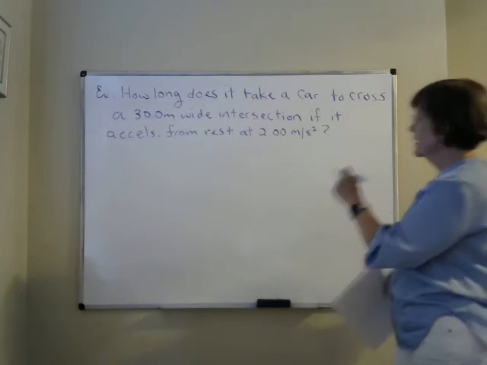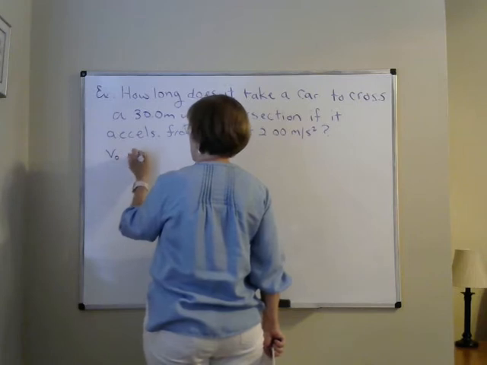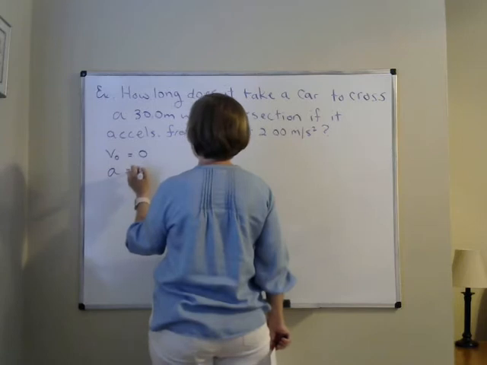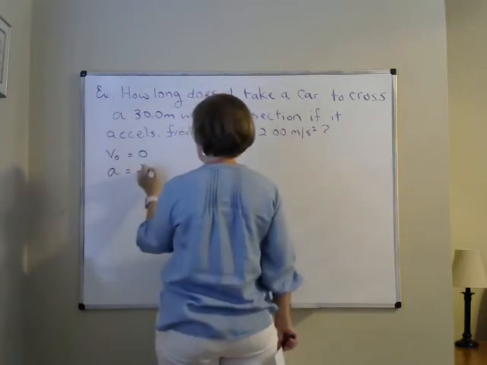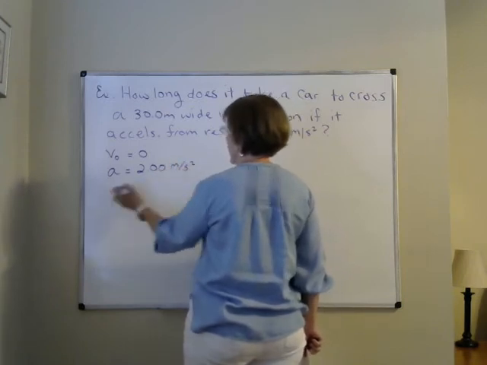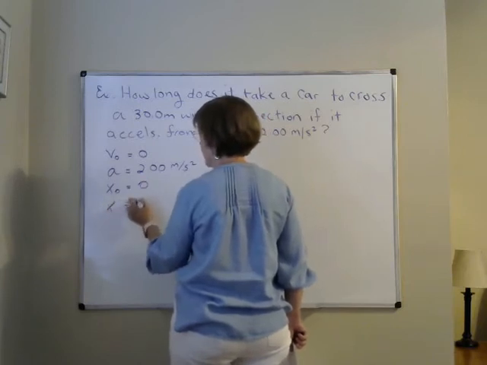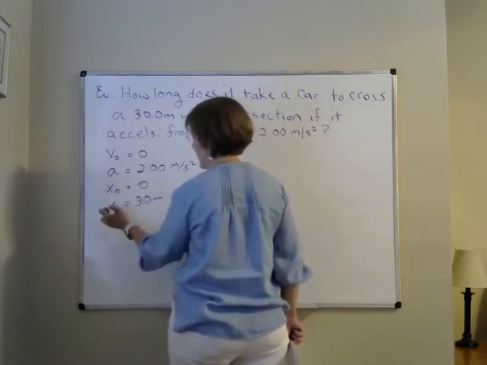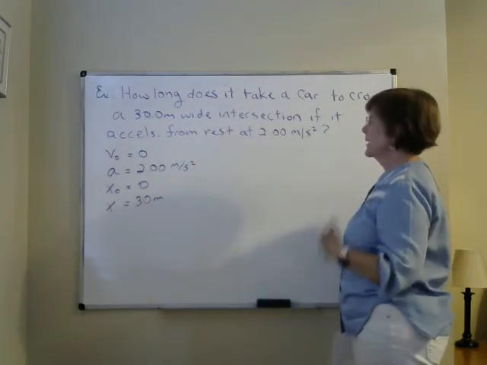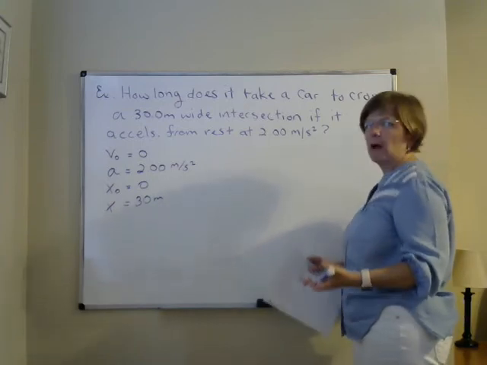Let's look at everything we know. We know we started from rest. We know that the acceleration is 2 meters per second squared. If we assume our initial position is 0, then our final position we're interested in is 30 meters. Another way we could put that is we know that our displacement is going to be 30 meters. This problem doesn't mention time because it actually is trying to find time.